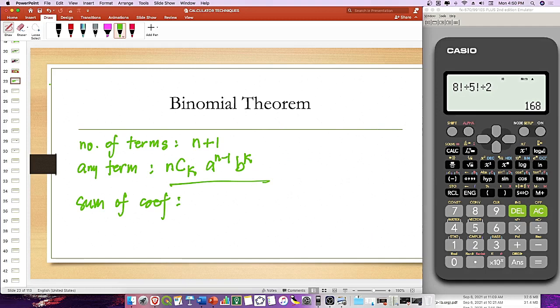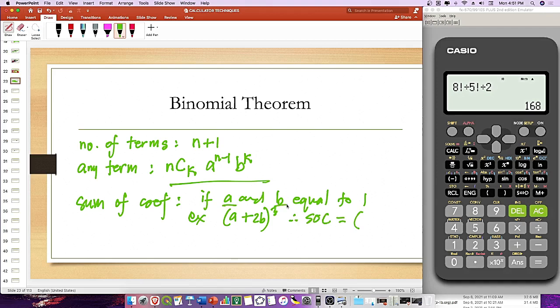Now, to make it simpler, the sum of coefficient can be solved if we let a and b equal to 1. For example, if I have x plus y, instead of x and y, I will be using a and b. Let's say I have a plus 2b raised to the power of 3. The sum of coefficient is equal to, take note, we will substitute a and b with 1. That's 1 plus 2 to the power of 3. If you simplify this, the sum will be 3 raised to 3, that will be 27. That's the sum of the coefficient.